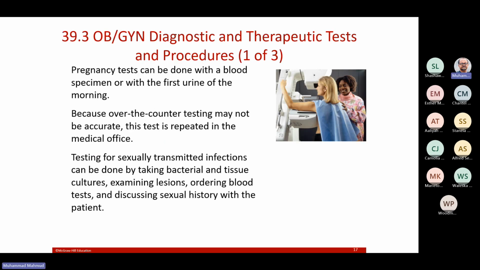Pregnancy test can be done with a blood specimen or with the first urine of the morning. Because over-the-counter testing may not be accurate, this test is repeated in the medical office. Testing for sexually transmitted infection can be done by taking bacterial and tissue cultures, examining lesions, ordering blood tests, and discussing sexual history with the patient.